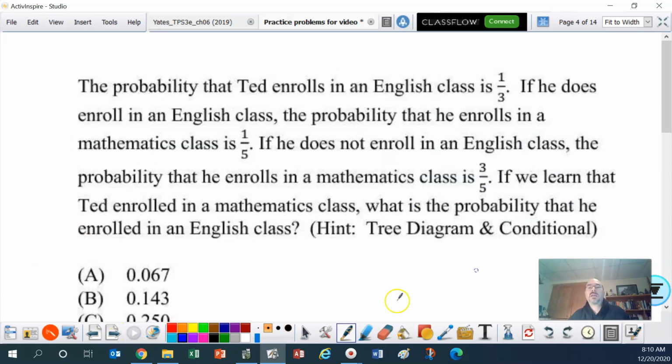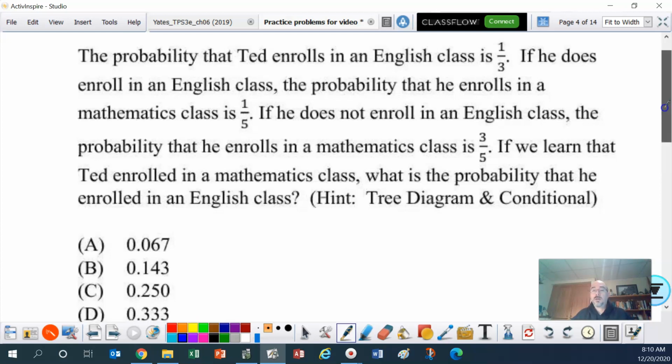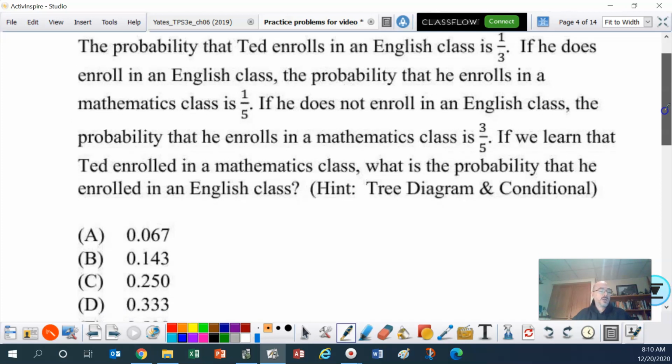The probability that Ted enrolls in an English class is 1/3. If he does enroll in an English class, the probability that he enrolls in a mathematics class is 1/5. If he does not enroll in an English class, the probability that he enrolls in a mathematics class is 3/5. If we learn that Ted enrolled in mathematics, what is the probability that he enrolled in an English class? Hint: tree diagram and conditional.